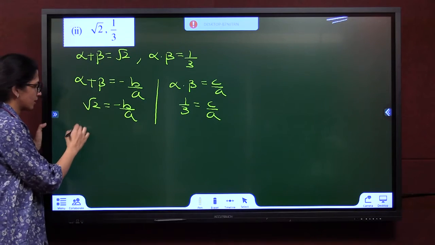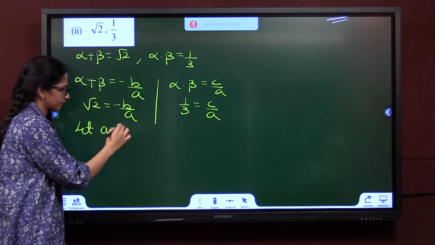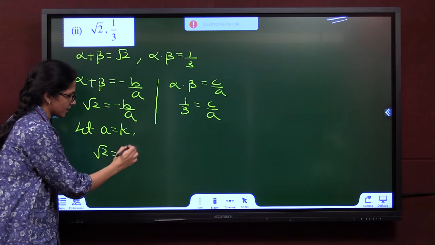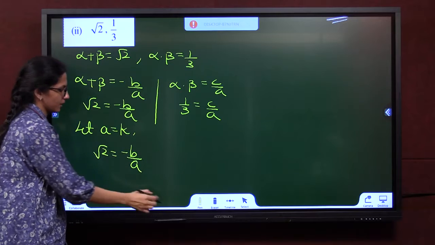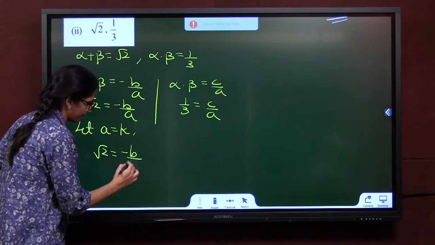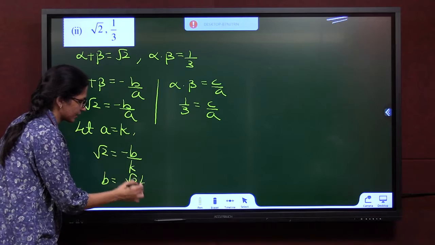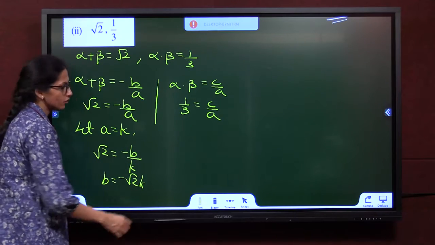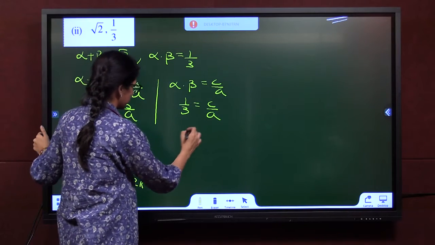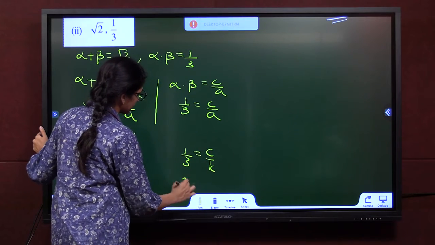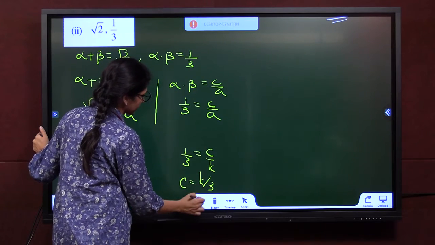Now, let a equal to k. If I put a equals k, this becomes minus b by k. What is b? Send the k up, root 2k. Send the negative sign this side, minus root 2k. Similarly, here a is k, so 1 by 3 equals c by k. What is c? K by 3.